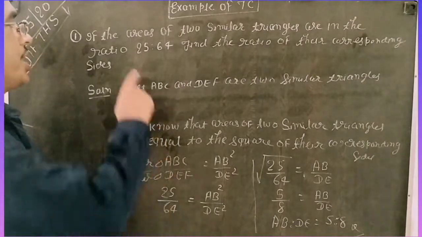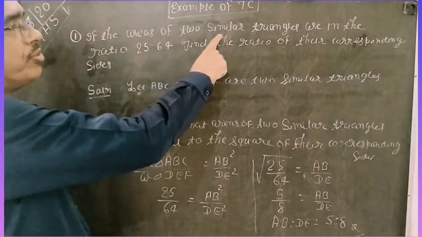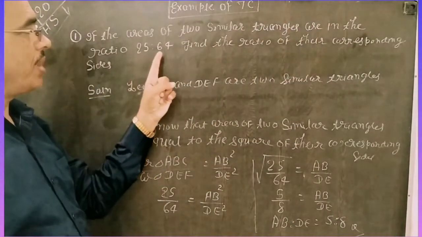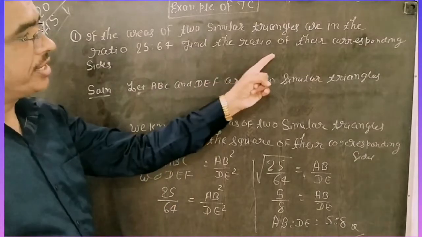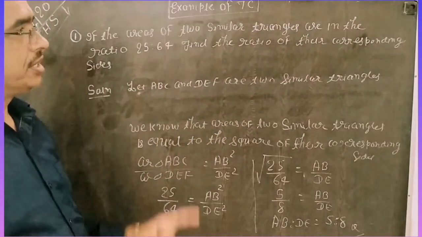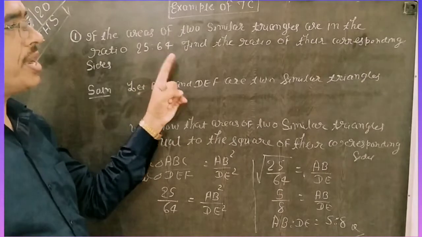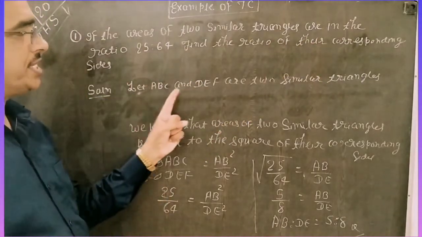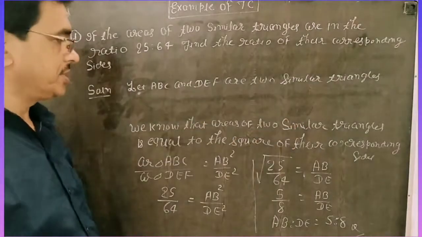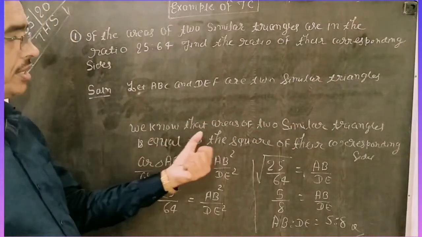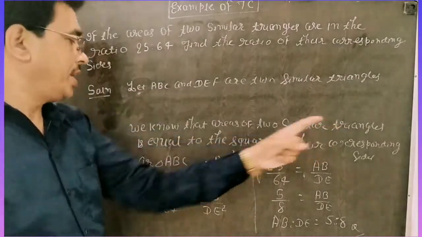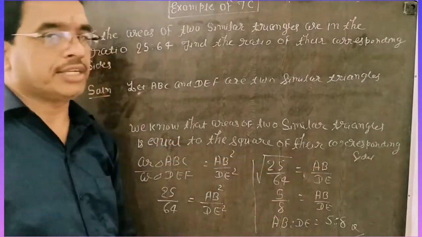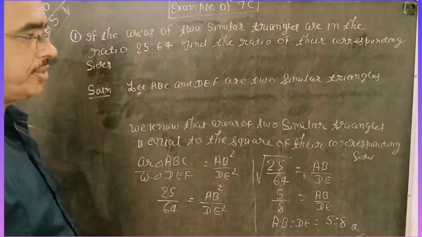If the areas of two similar triangles are in the ratio 25:64, find the ratio of their corresponding sides. That means the ratio of the areas is given and you have to find the ratio of their sides. Let ABC and DEF be two similar triangles, and we know that the ratio of the areas of two similar triangles is equal to the square of the ratio of their corresponding sides. It is the statement of the area theorem.